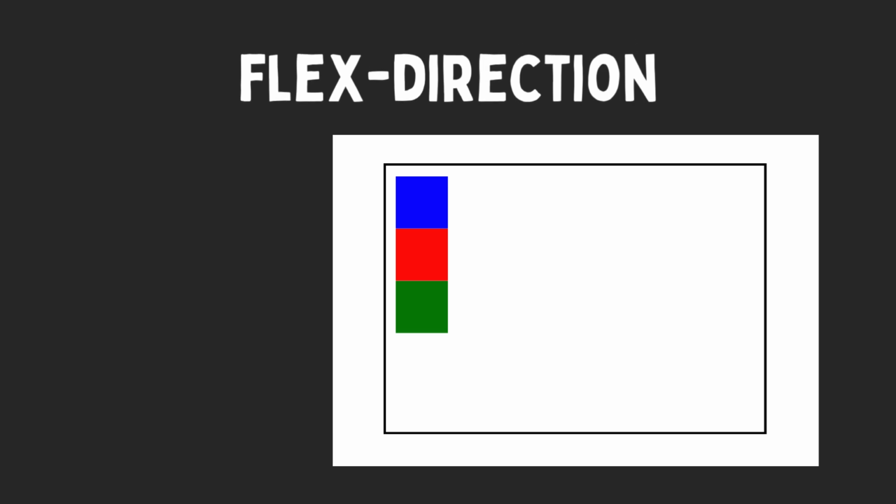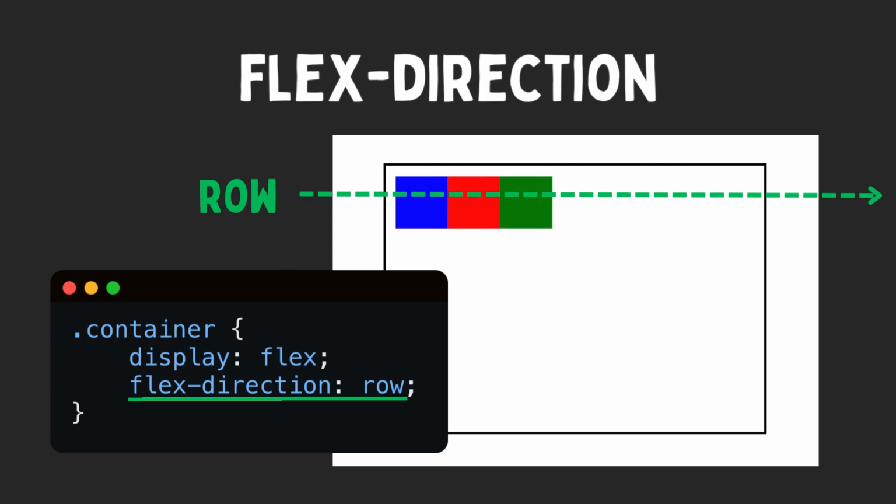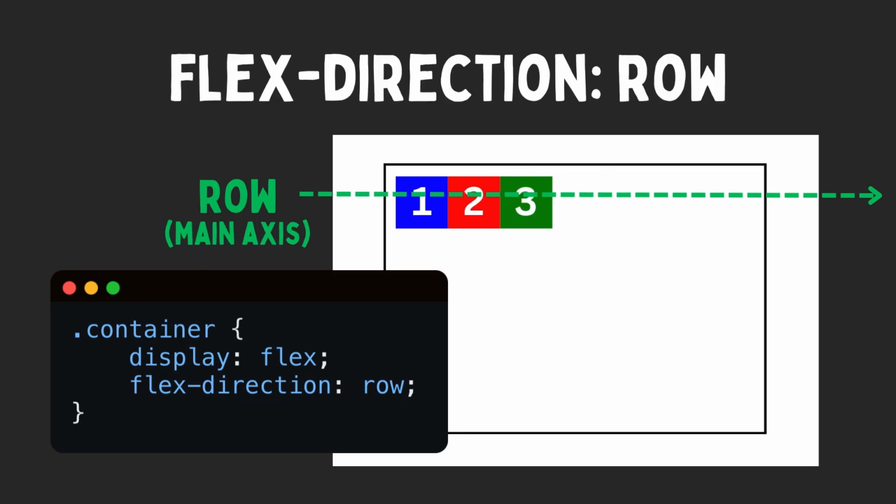Now that we understand the main and cross axes, let's talk about how to control them using the flex direction property. This property is like the steering wheel of Flexbox. It lets you decide how your items are arranged inside the container. By default, Flexbox uses flex direction row. This means the main axis is horizontal, so your items will sit in a row from left to right.